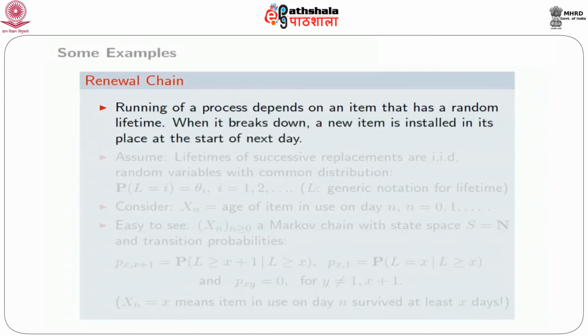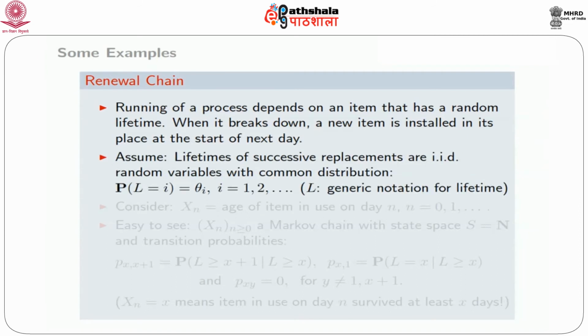When that item breaks down, a new item is installed in its place at the start of the next day. We make the following assumption: lifetimes of successive replacements are IID random variables, with common distribution given by, so L here is a generic notation for lifetime. So lifetime is i, probability of that is theta i. So lifetime can be i for i equal to 1, 2, 3, etc. with probability theta i.